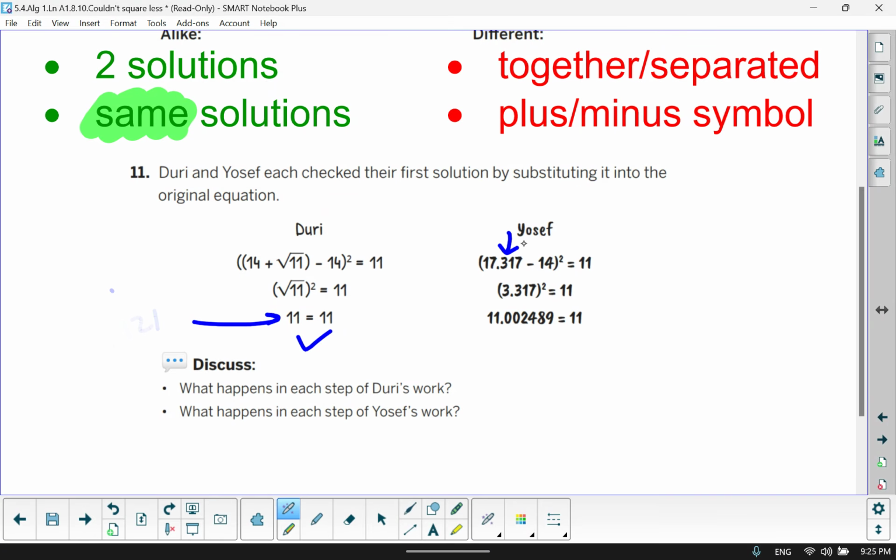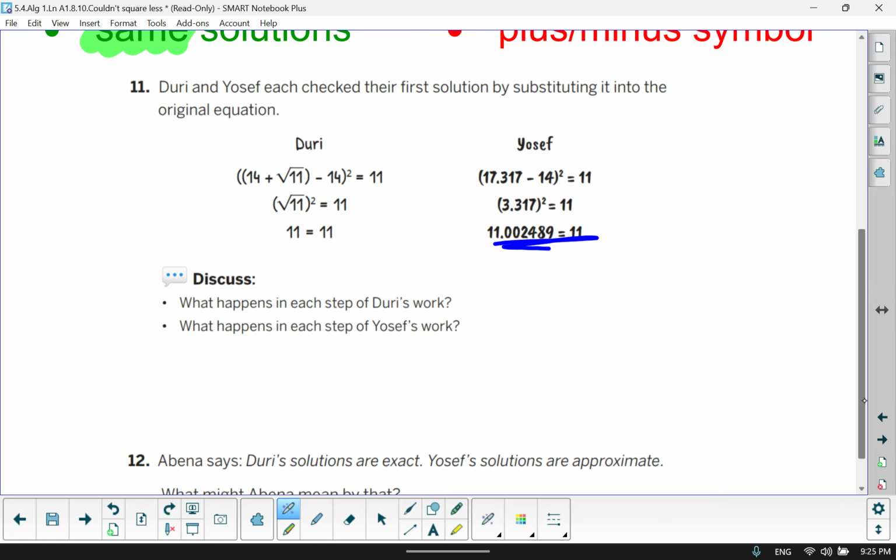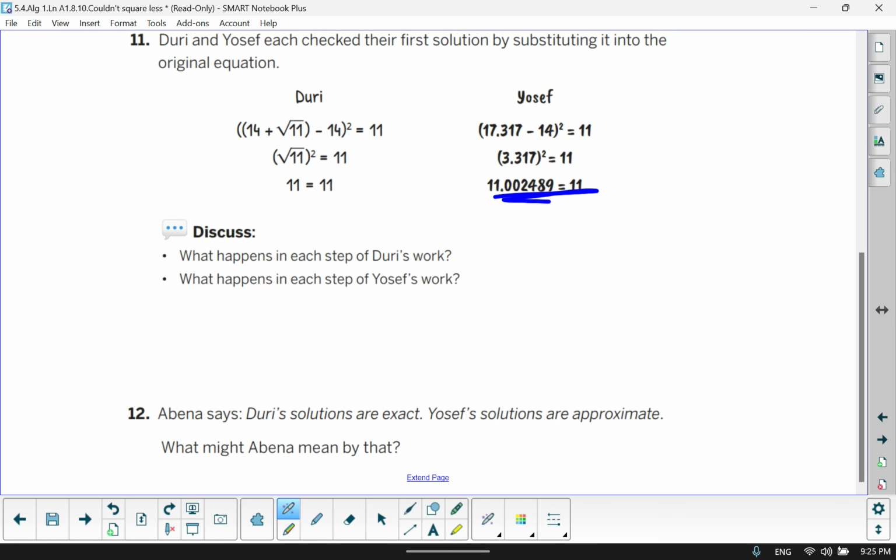Now what happens in Yosef's steps? All right, so he substitutes his first solution in. He goes and subtracts it. Then goes to his calculator and types in 3.317 to the second power, and he gets that. Oh, now that's interesting.